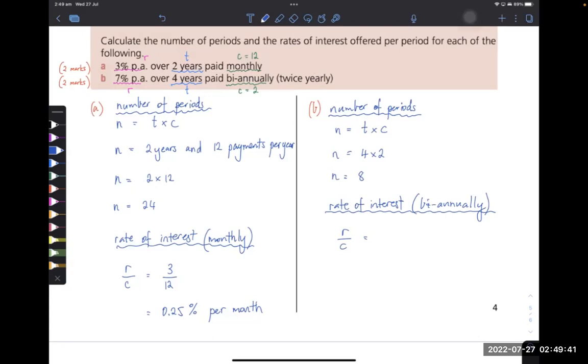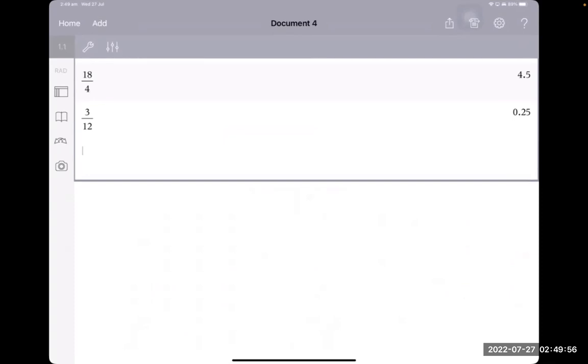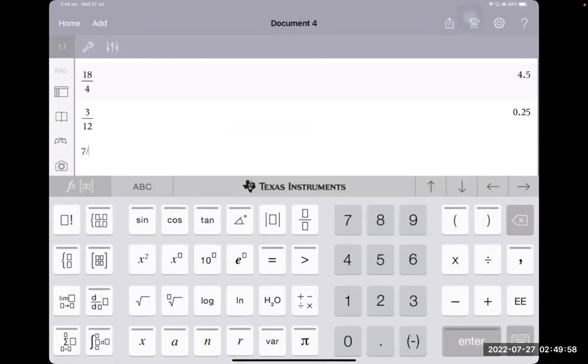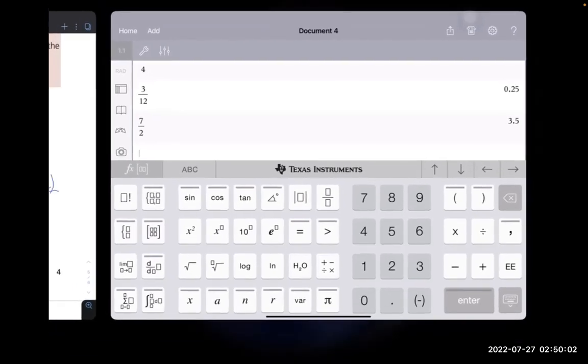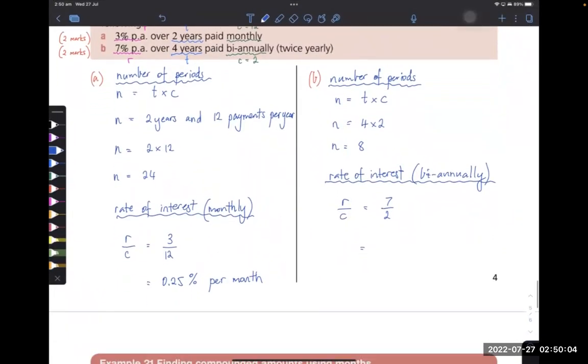Again, the formula is as follows. We still use R divided by C. We've got our ingredients here for part B. That's 7 over 2. And if you put that into your calculator, most of you might know it's 3.5, but practice using your calculator because you have it there.